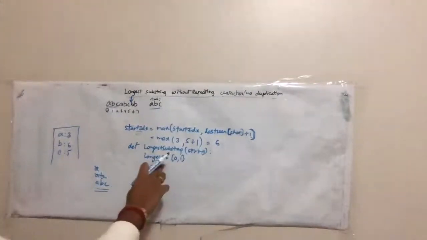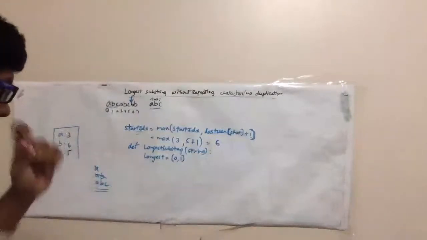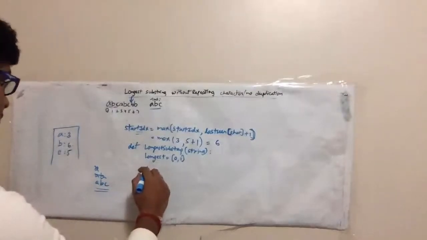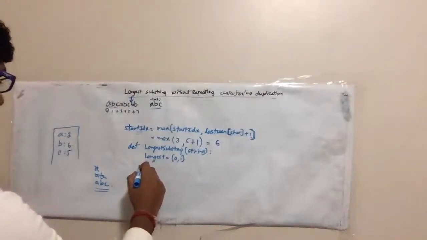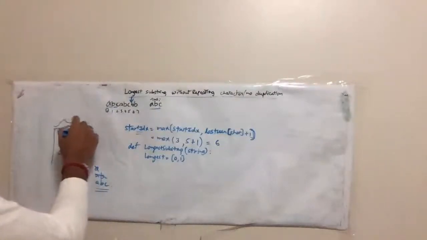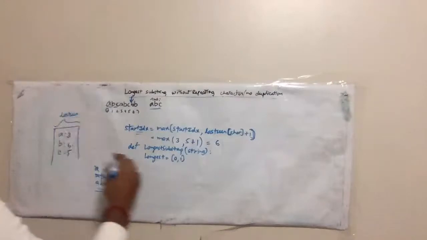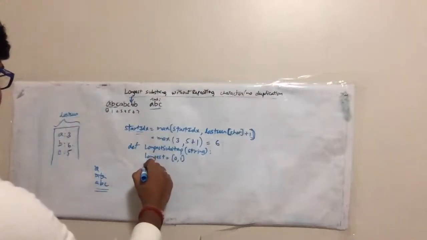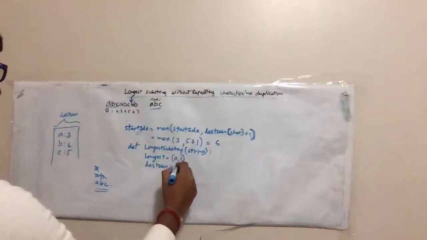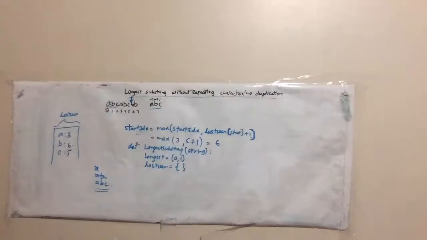Okay, so we initialize the longest indexes to 0, 1, and we need to create here just this. I will call this last seen, the last seen hash map, hash table. So last seen, I will create a hash table.